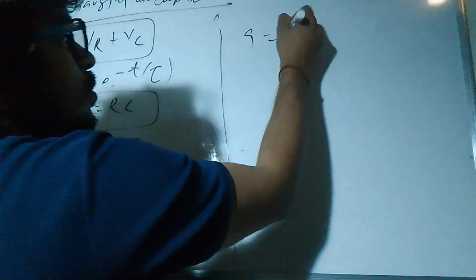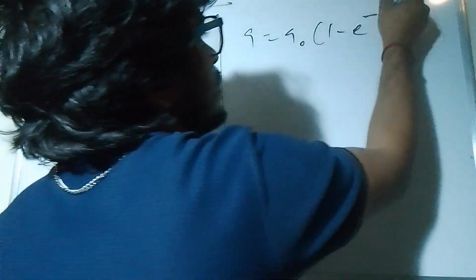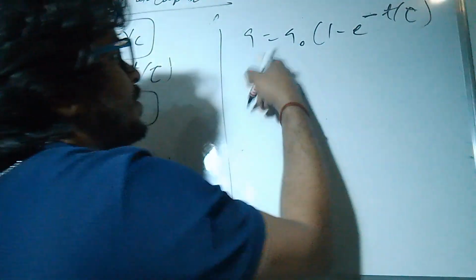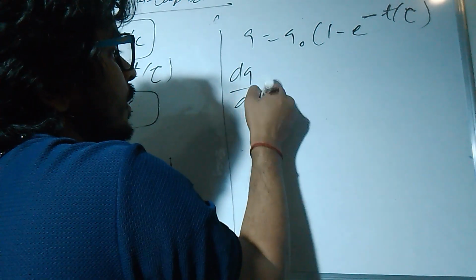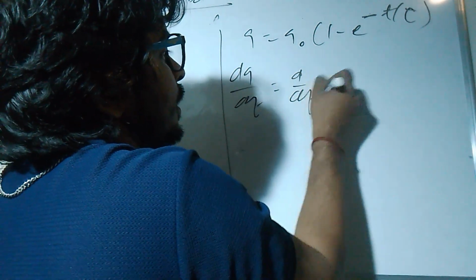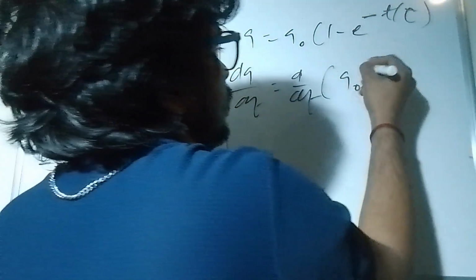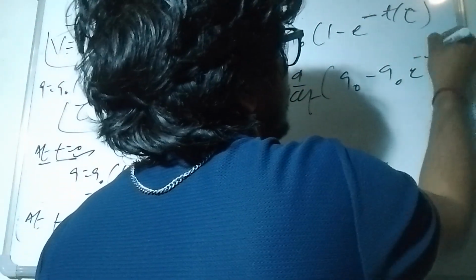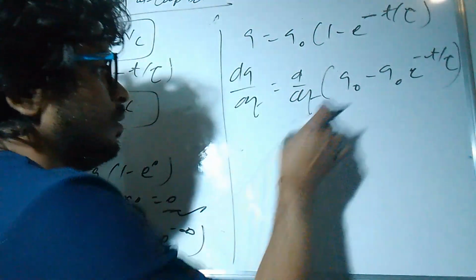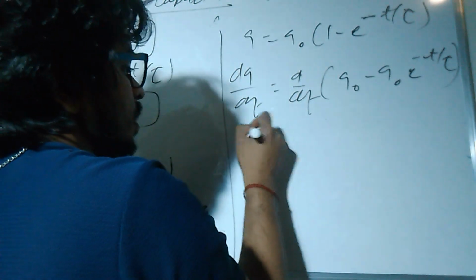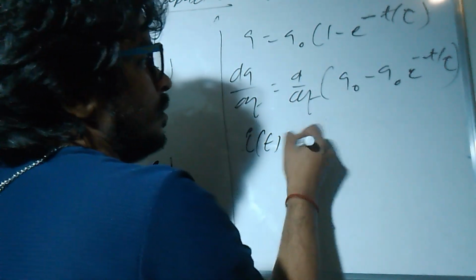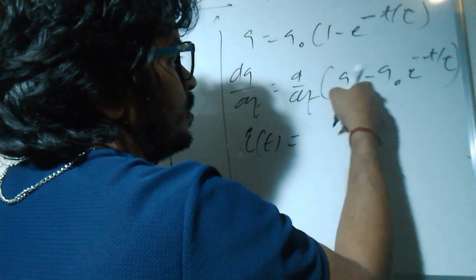Q equals Q naught into 1 minus e to the power minus t by tau. If I differentiate both sides, dq by dt equals d by dt of Q naught minus Q naught e to the power minus t by tau. Q naught is constant because it is the maximum value, so its derivative will be 0. dq by dt is our current at any time t.